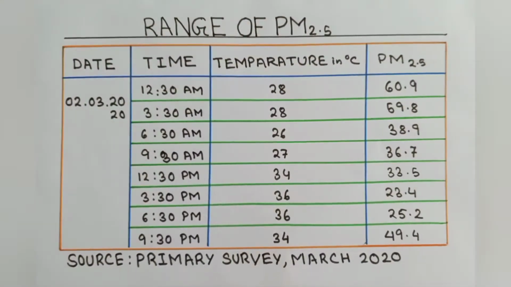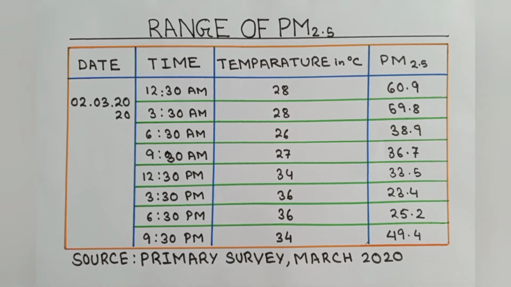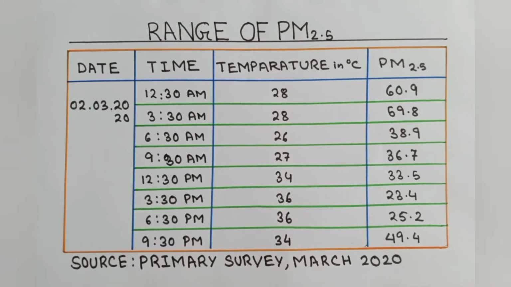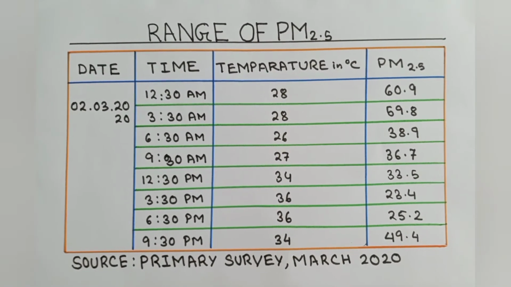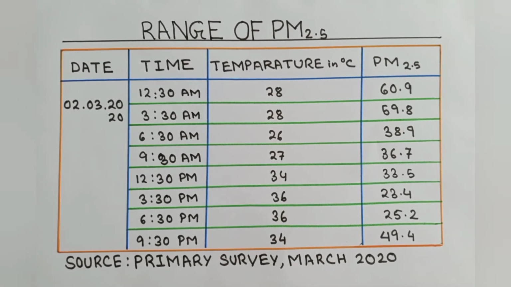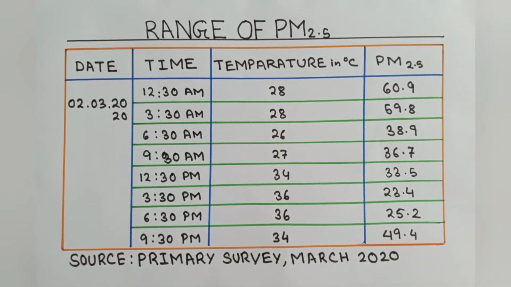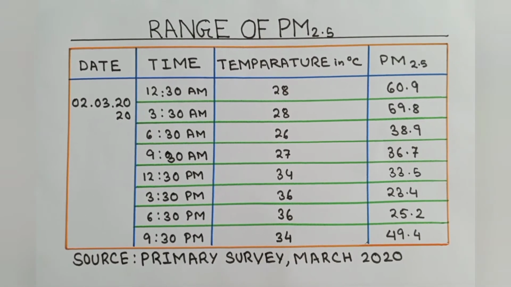So let's get started. This is data that I have collected from my survey. The table shows the range of PM 2.5. The first column shows the date, the second column shows the time, the third shows temperature in degrees centigrade, and the fourth shows PM 2.5. Now I am going to transfer this data into Excel.